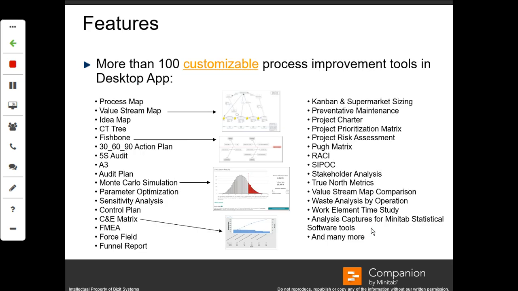So there are more than 100 customizable process improvement tools contained in the desktop app. As you can see, there is a value stream map, fishbone diagram, Monte Carlo simulation, C&E matrix, FMEA, project prioritization matrix, project charter, all of the standard, common tools in project management are available in Companion already. So all of these tools are pre-drafted for you already, so you can make use of them as they are, or you can create one from scratch as well.